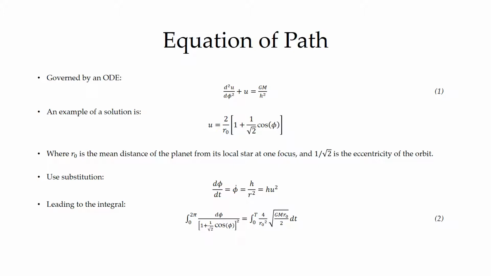We know from Kepler's second law of areas that the rate of angular change is d phi by dt, which is equal to h over r squared, and in turn, this is equal to hu squared. So substituting this into the radial solution leads us to form the complicated integral for the whole ellipse over 2 pi radians, as stated at the foot of this slide.